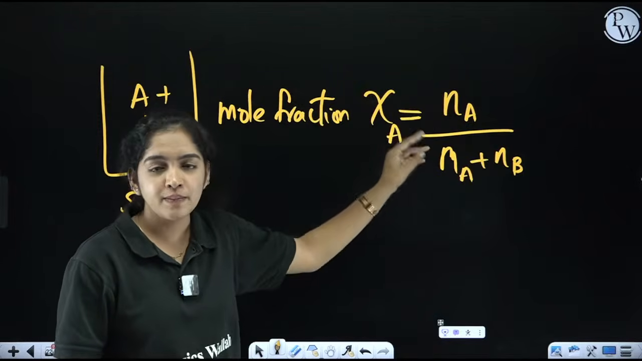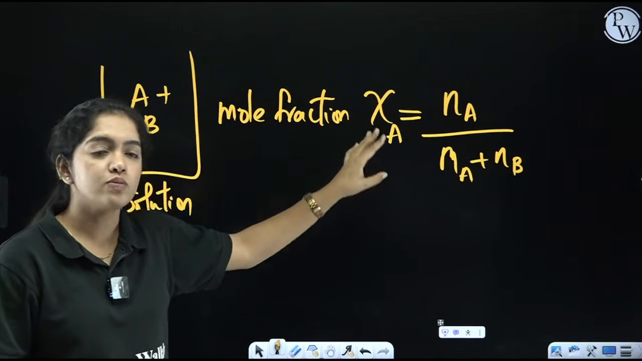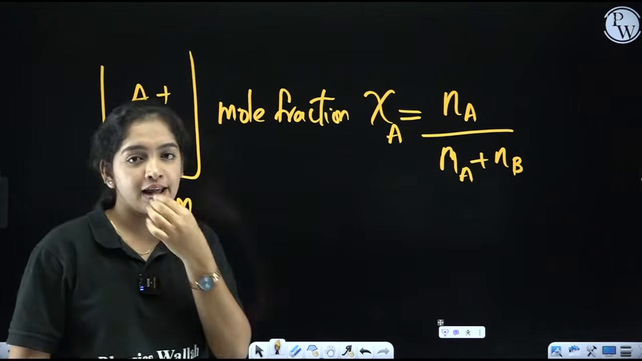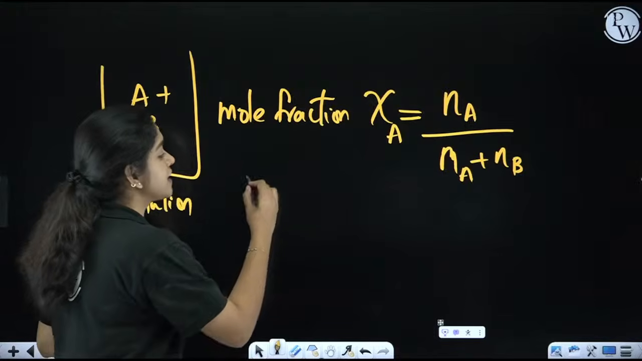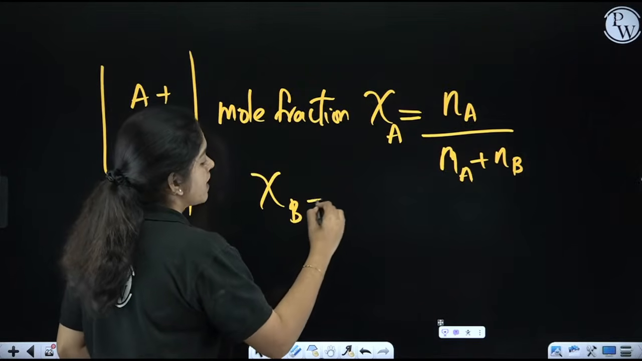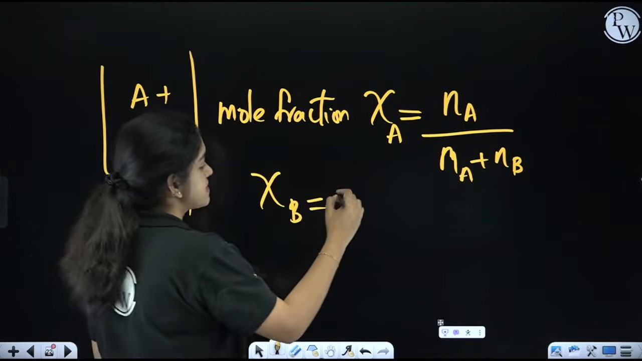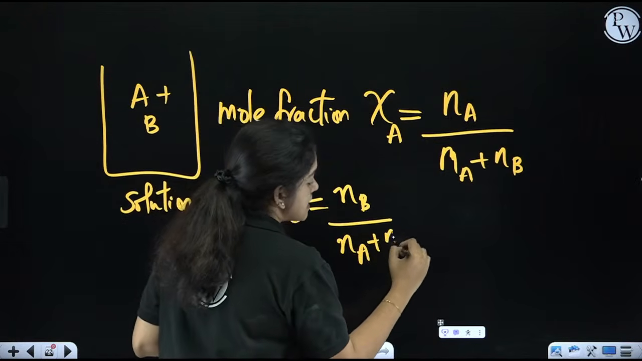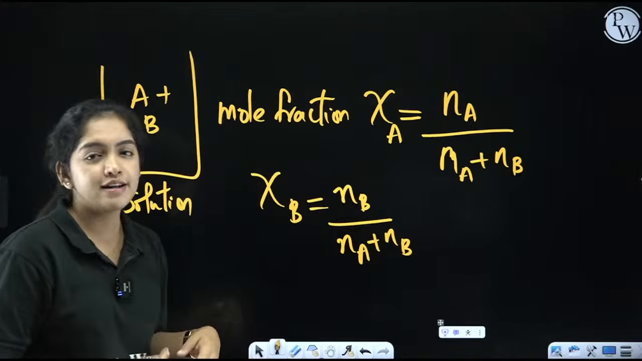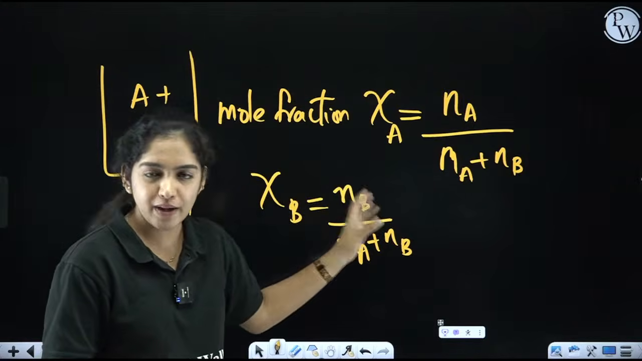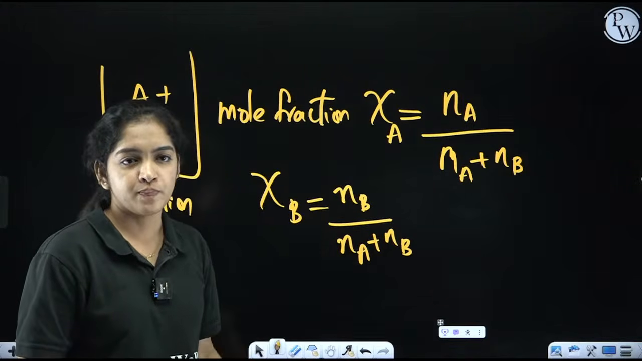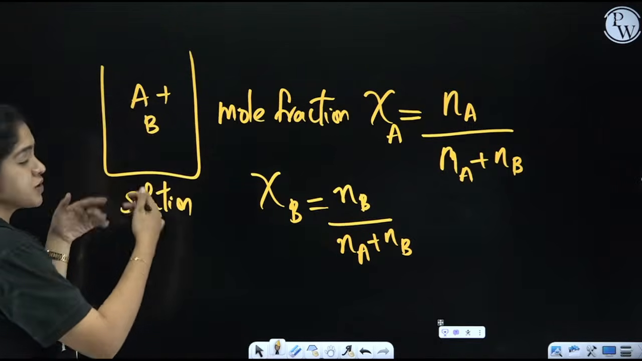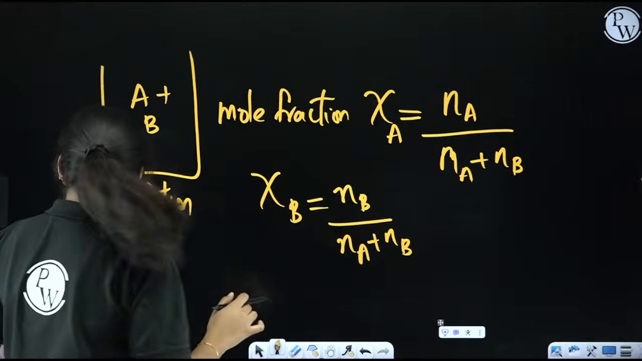What are Na and Nb? Na means number of moles of solute A, and Nb is the number of moles of B. Now if you want to find the mole fraction of B, only one slight change is there. It will be Nb divided by Na plus Nb. So what are Na and Nb? Na and Nb mean number of moles of A and number of moles of B. Got it? Clear?